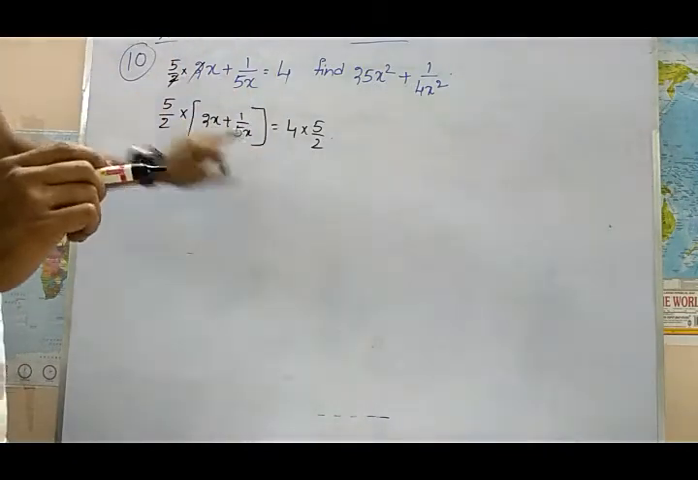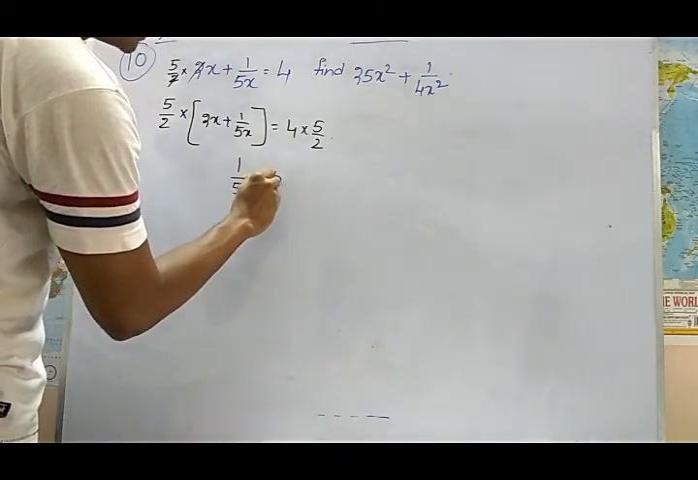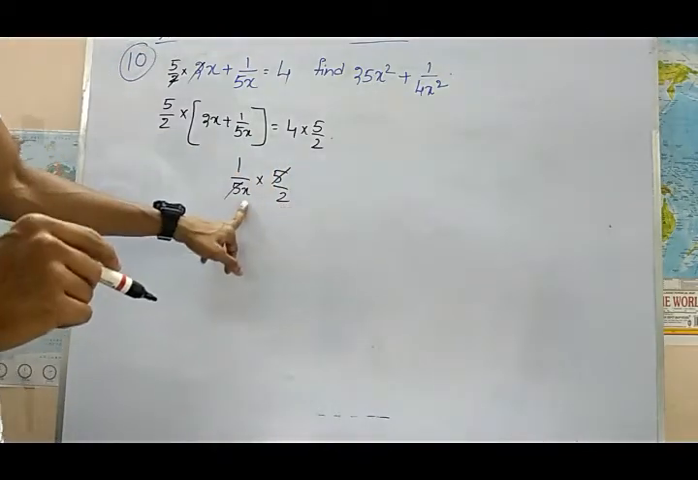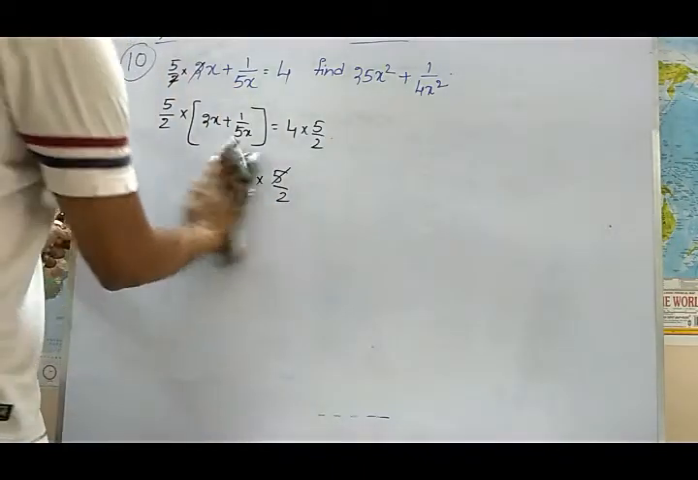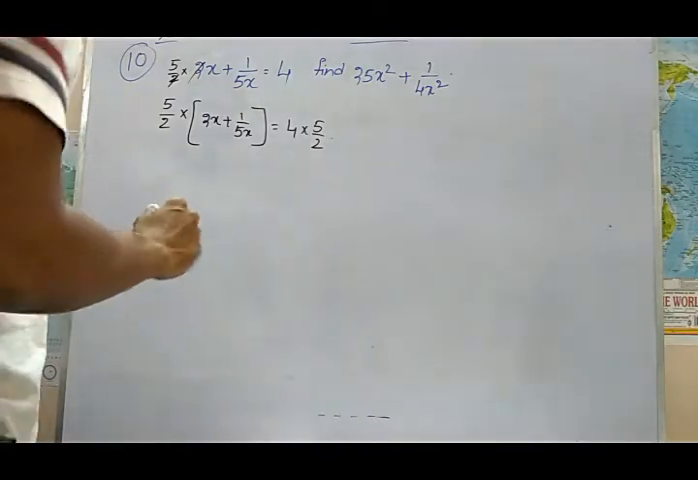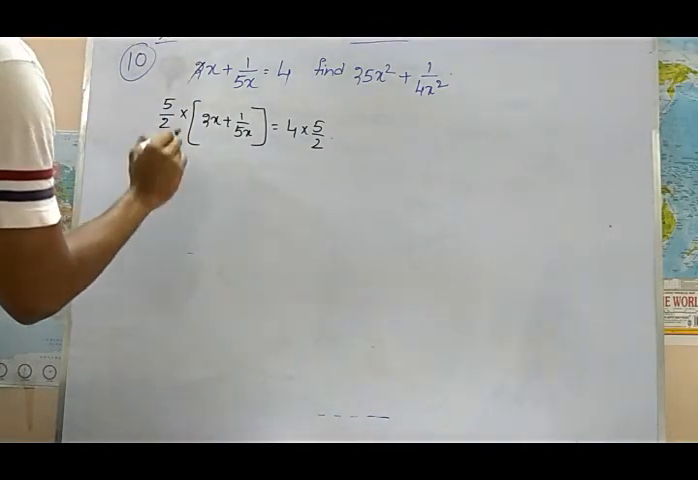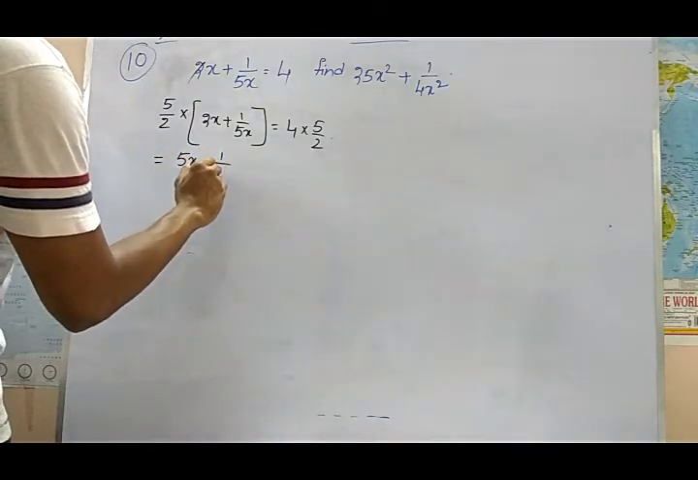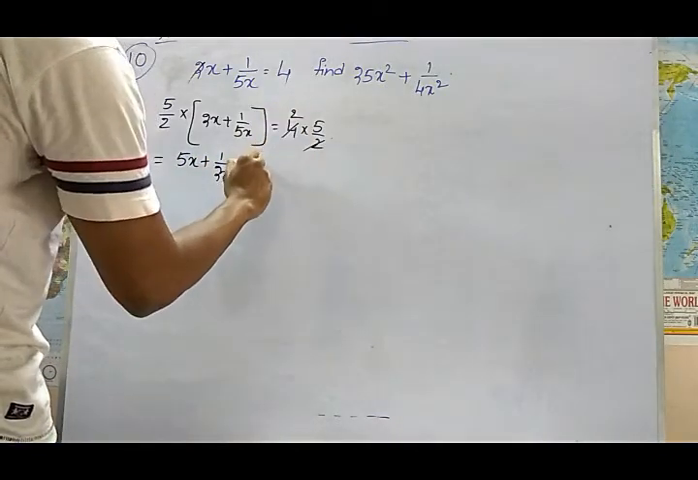The same thing happens with 1 by 5x. See, 1 by 5x into 5 by 2. 5 and 5 get cancelled and we are left with 1 by 2x. What is 2x square? 4x square. So, do you understand, students, why we have multiplied with 5 by 2? Okay. Now what are we left with? We are left with 5x plus 1 by 2x equal to 2 times 5, that is 10.